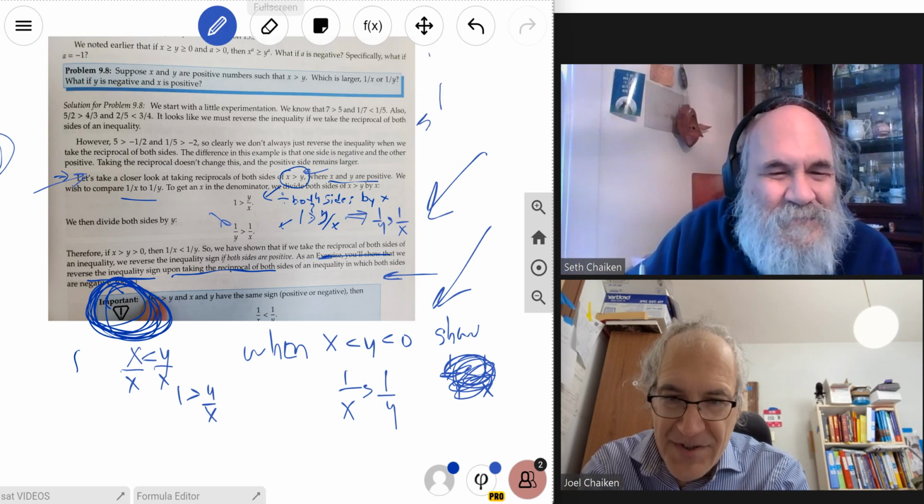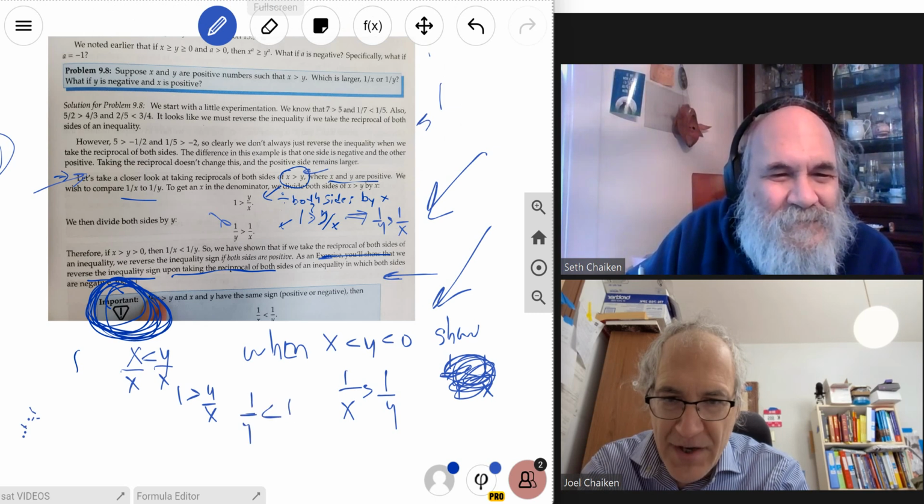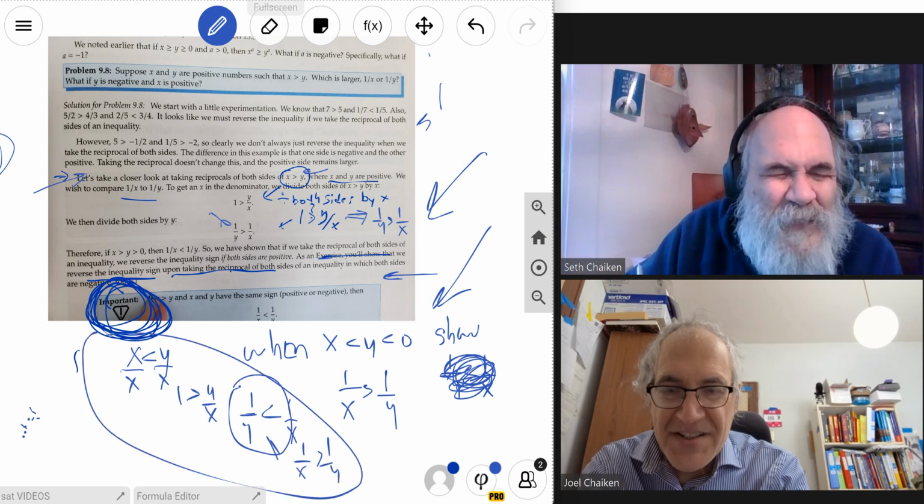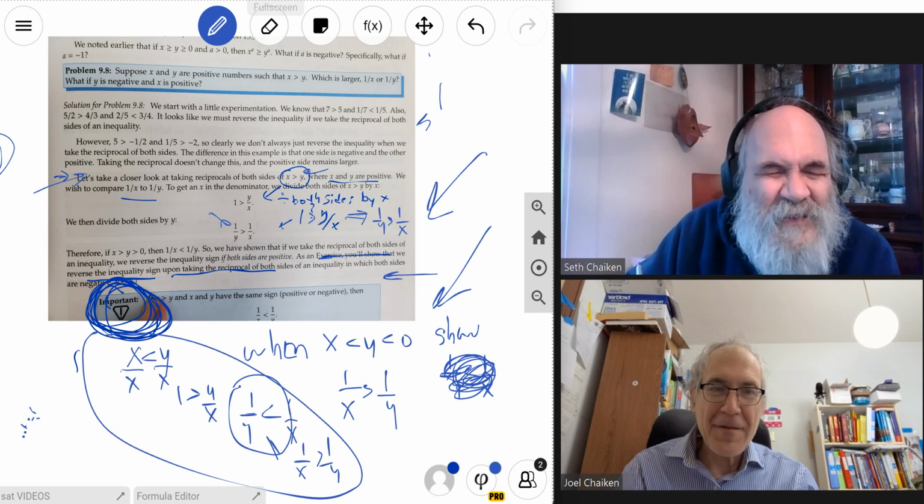We divide now both sides by Y. We get 1 over Y is less than 1 over X. That is what we are trying to prove. Now we just switch the sides: 1 over X is greater than 1 over Y. Okay. Done. Good. Excellent.